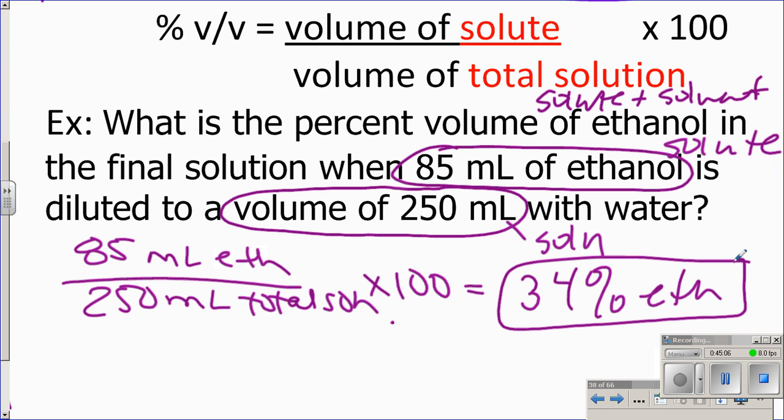The next problem I think I have up here that's separate. Yeah. So would water be the solvent? Water is a solvent. Solution though is ethanol and water.